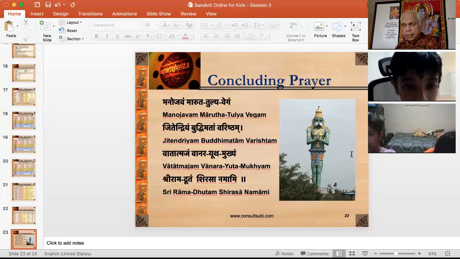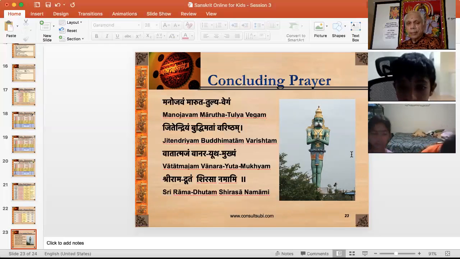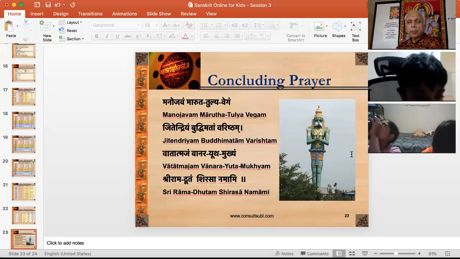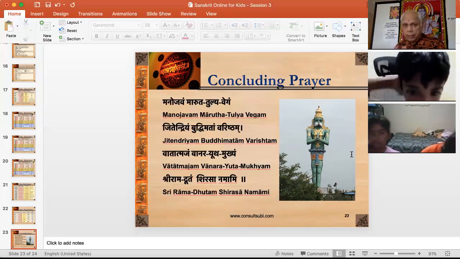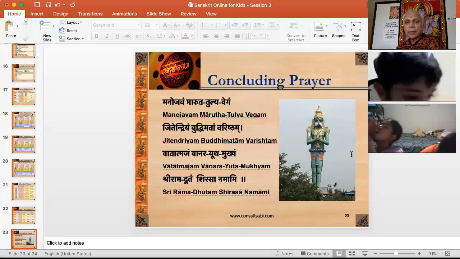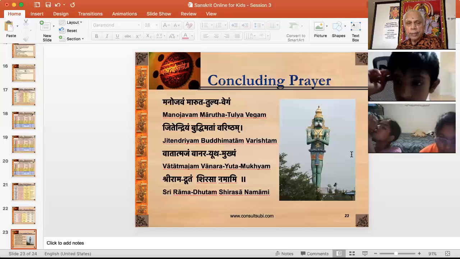So it goes like this. Manojavam marutatulya vegam, jitendriyam buddhimatam varishtam, vatatmajam vanara yutha mukhyam, Sri Ramadutam shirasa namami. I am going to explain the meaning of this word by word.